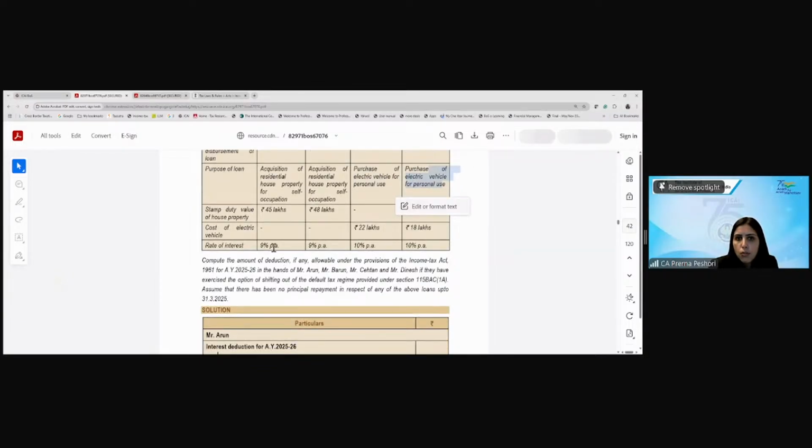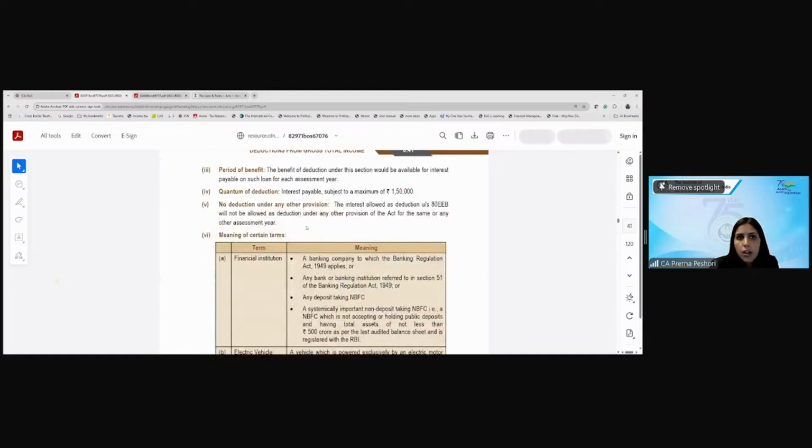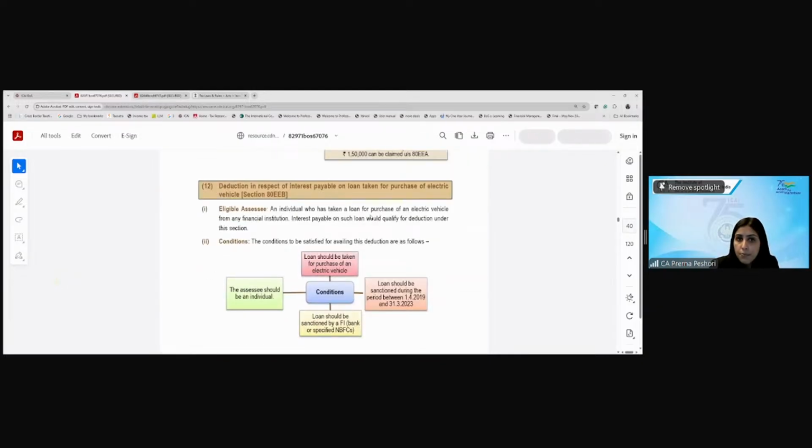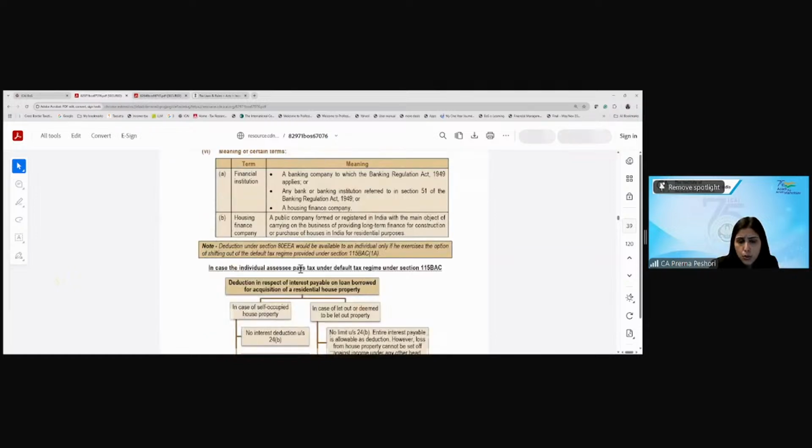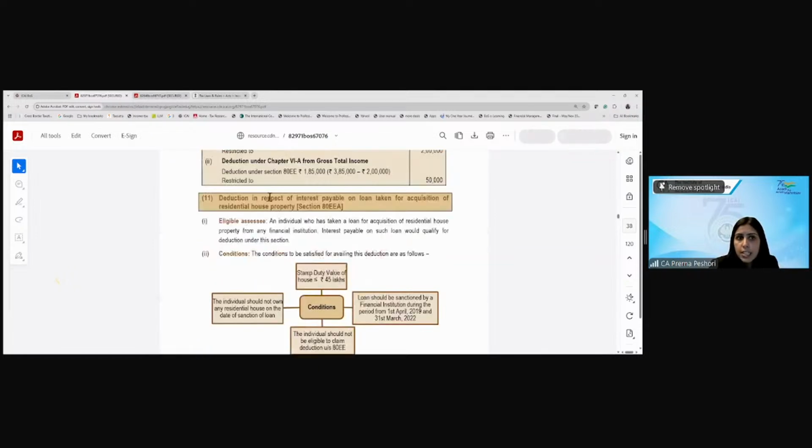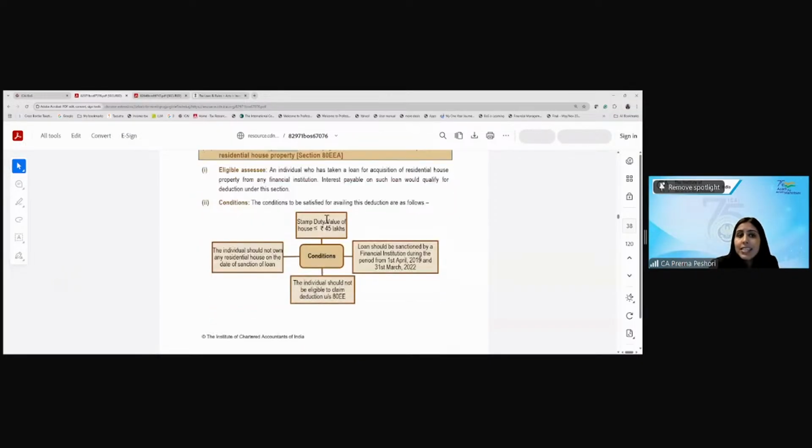Now compute the amount of deduction which is available if they have exercised the option of opting out. Assume that there is no principal repayment. Now, what does this say? If you look at these two provisions, first is the deduction in respect of interest payable on loan taken for acquisition of residential house, 80EE. It says the stamp duty value, not the sale consideration, of the house is less than 45 lakh. Individuals should not own any residential house on the date of sanction of loan.